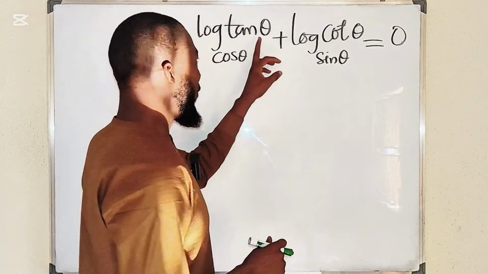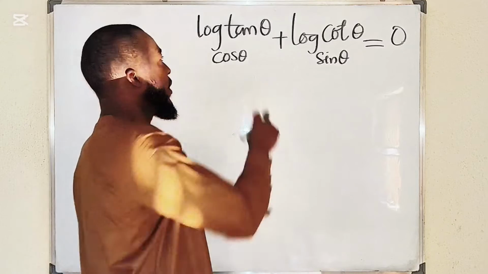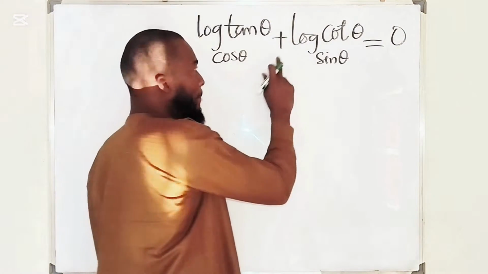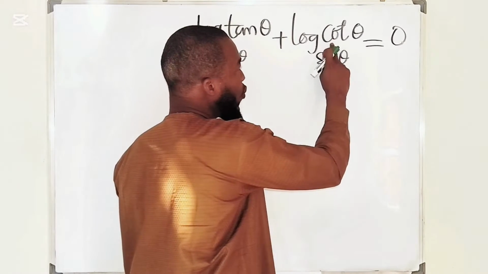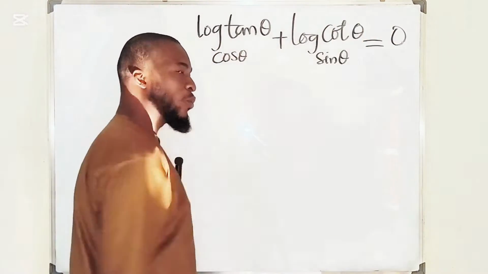We would like to find the value of theta, which is an angle that can satisfy this equation: the log of tangent theta with the base of cosine theta plus log of cotangent theta with the base of sine theta, everything equal to 0.